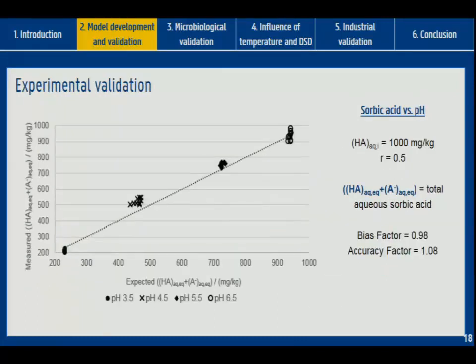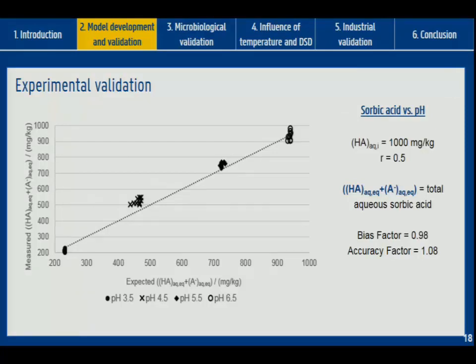And now some proof. So this is sorbic acid distribution dependency on pH. This is something called an expected versus measured graph. So the expected values are values that come from the model, so theoretical values, while the measured values are the values that come from the HPLC measurements, so the experimental values. The dashed line there is the ideal case scenario. It means that the experimental values are the same as the expected values.